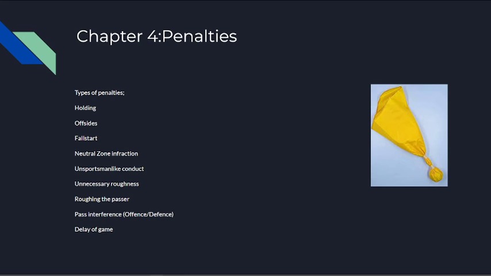Pass interference is when you hold the person trying to catch the ball or push them so you can get it. Delay of game is when the offense does not call a play within the certain time limit they have.